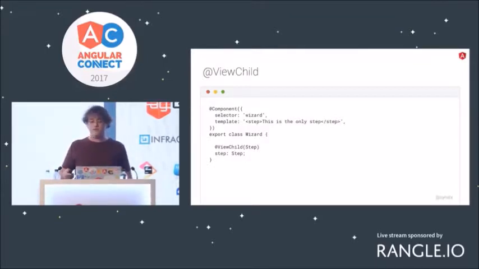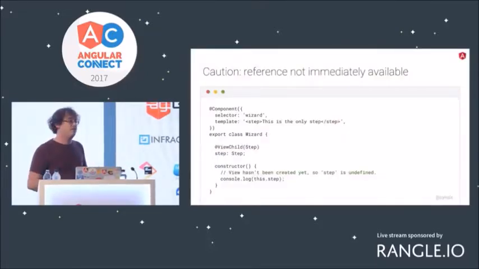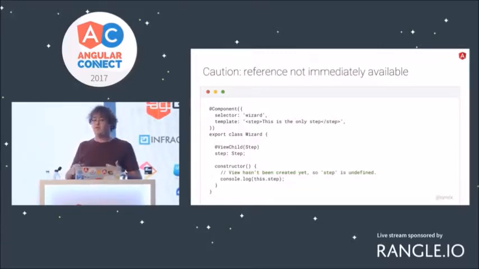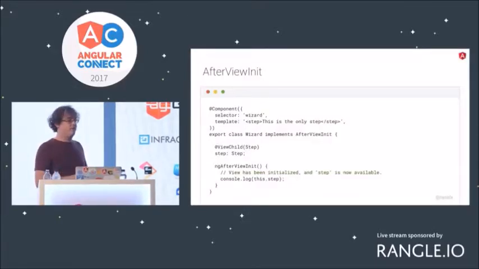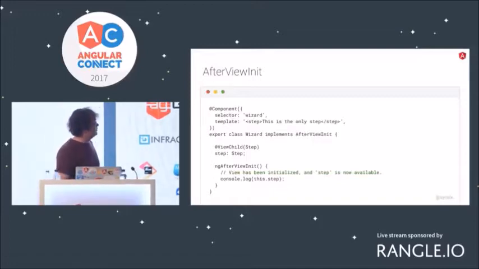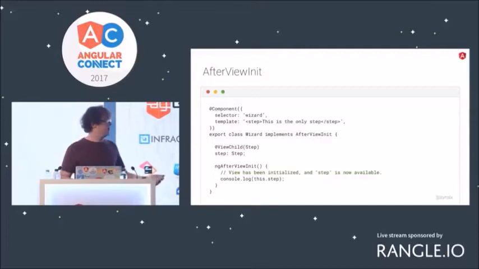Unfortunately, that reference isn't going to exist right away. If we try to console log it in the constructor, it'll be undefined. That's because when this wizard component is being constructed, its view has not been created yet. That's a process that happens asynchronously. So we need a way to wait for Angular to tell us that the view is ready, and we can do this with an event called afterViewInit. We implement the interface AfterViewInit, and then TypeScript will complain that we need to implement the method ngAfterViewInit. It's inside this method that Angular lets us know the view is ready, and any view queries that you have are good to go. So now we can console log out our reference.